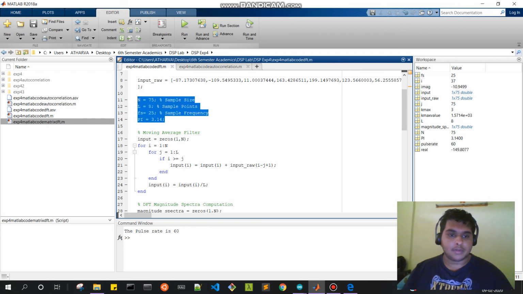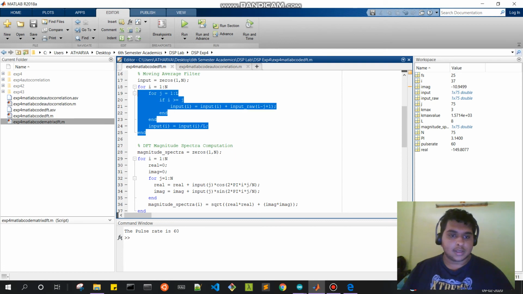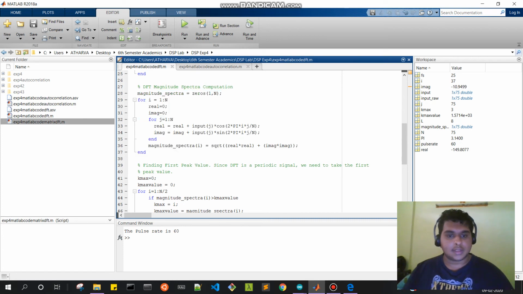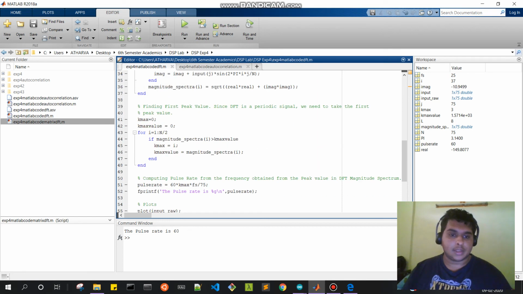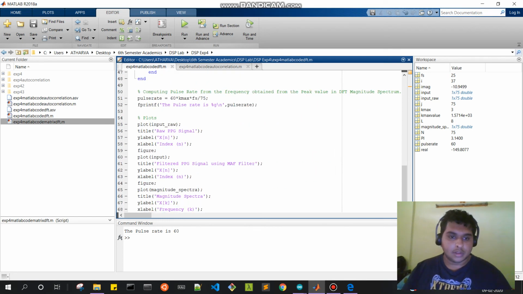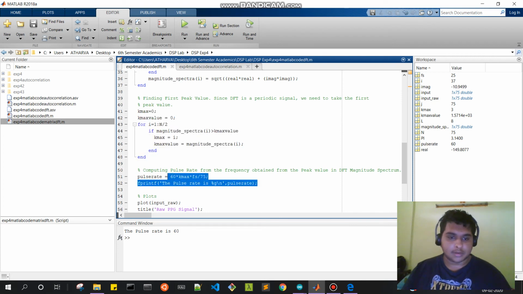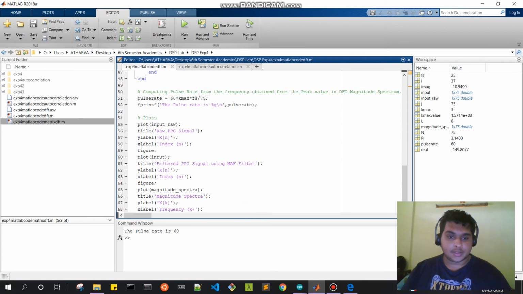We have the raw input data. We have the variables set up here: sample size, sample point, sample frequency. This here is the moving average filter. It's the same as I've discussed before. This here is the DFT Magnitude Spectrum computation. It is the exact same code in C that we did in Arduino. I've just adopted the MATLAB code, and the logic is still the same. We are finding out the KMax value, and we're using that to compute the pulse rate. So let's check out the plots of the raw PPG signal, the filtered PPG signal, and the magnitude spectra, and find the pulse rate. So I'm running this.